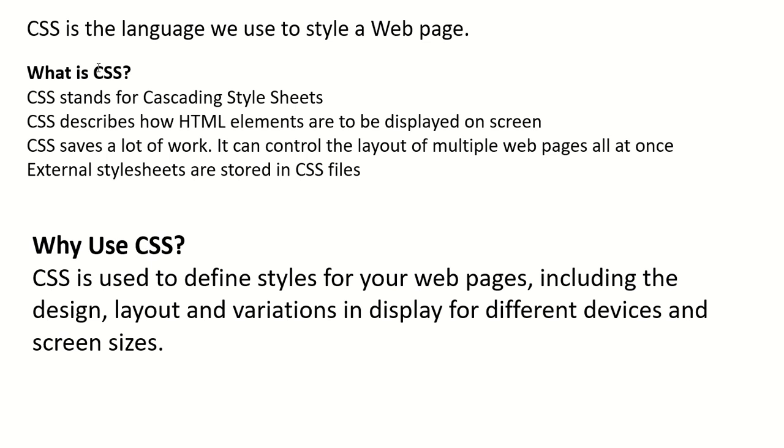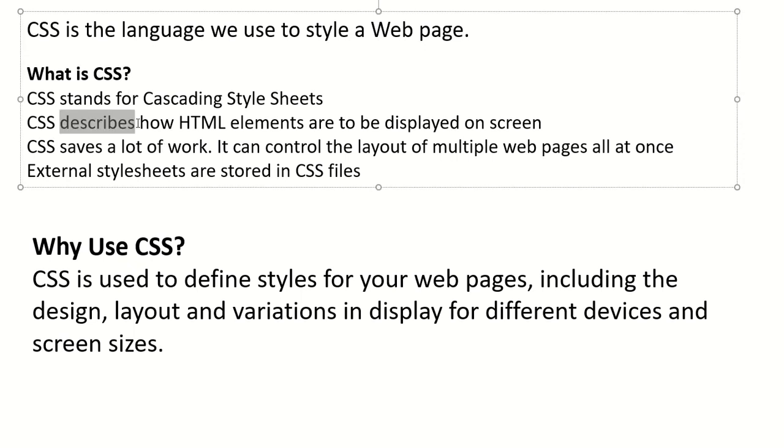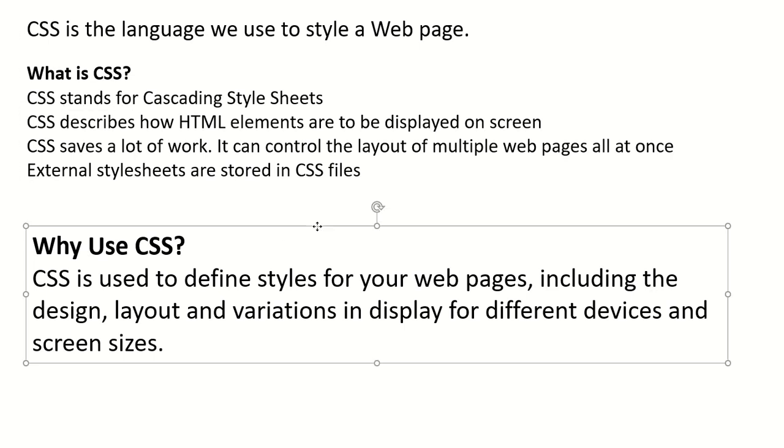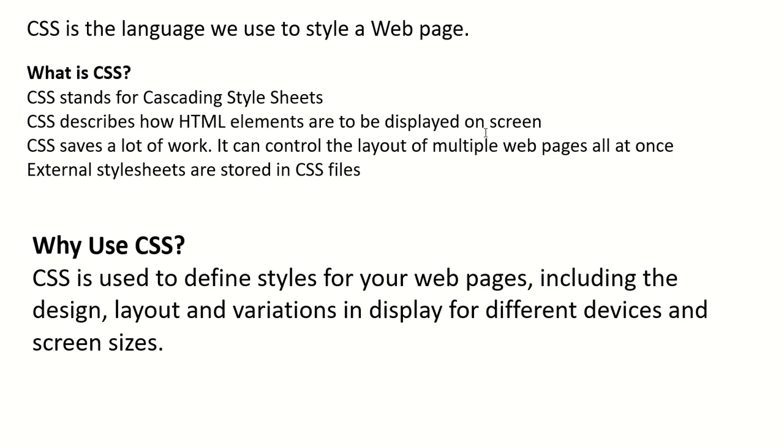What is the full form for CSS? It is cascading style sheets. It describes how HTML elements are to be displayed on a screen. It saves a lot of work. It can control the layout of multiple web pages all at once. And obviously we can have different types of style sheet like external, internal, and inline. Afterwards we will talk about that also.